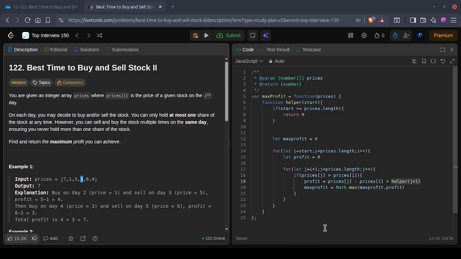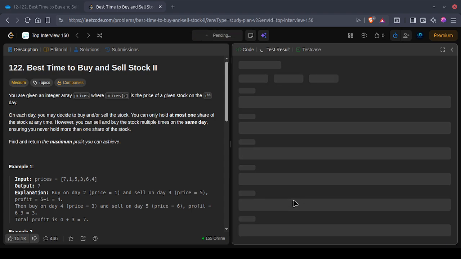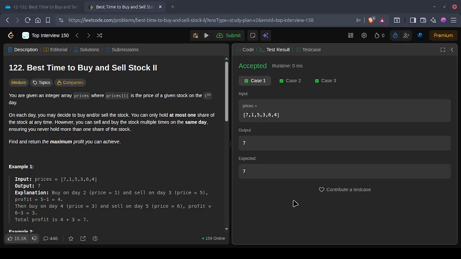So let's return the answer, return maximum profit. And in the last, from the main function we have to call this helper function with the starting index 0. So let's run this code. Yes, it is accepted. Let's try to submit this.